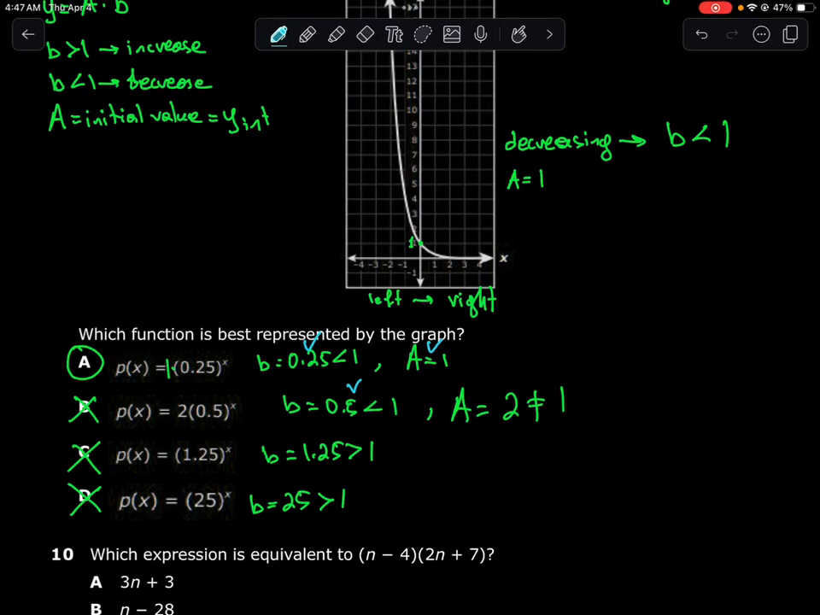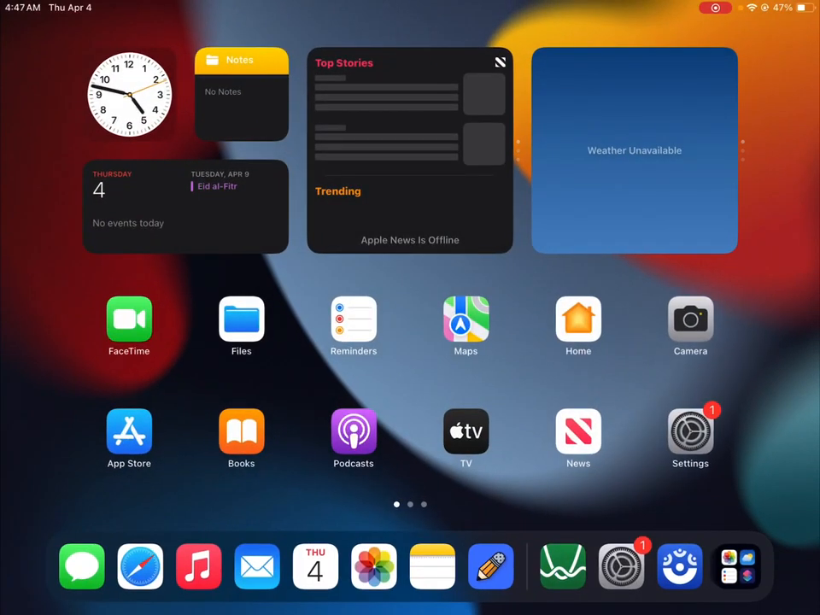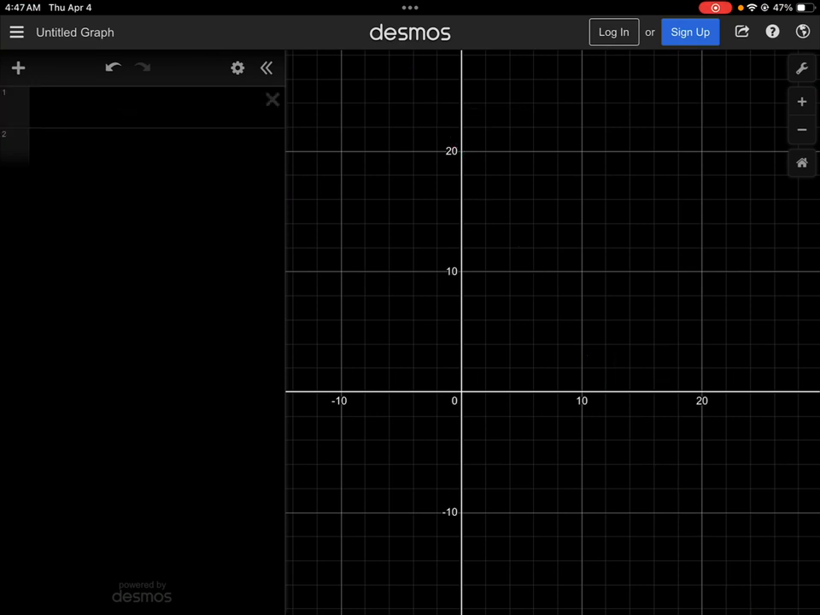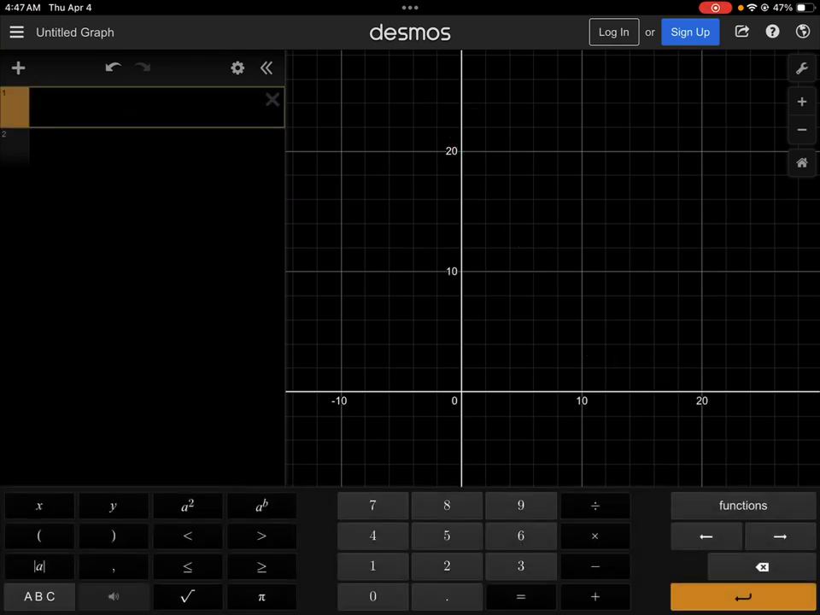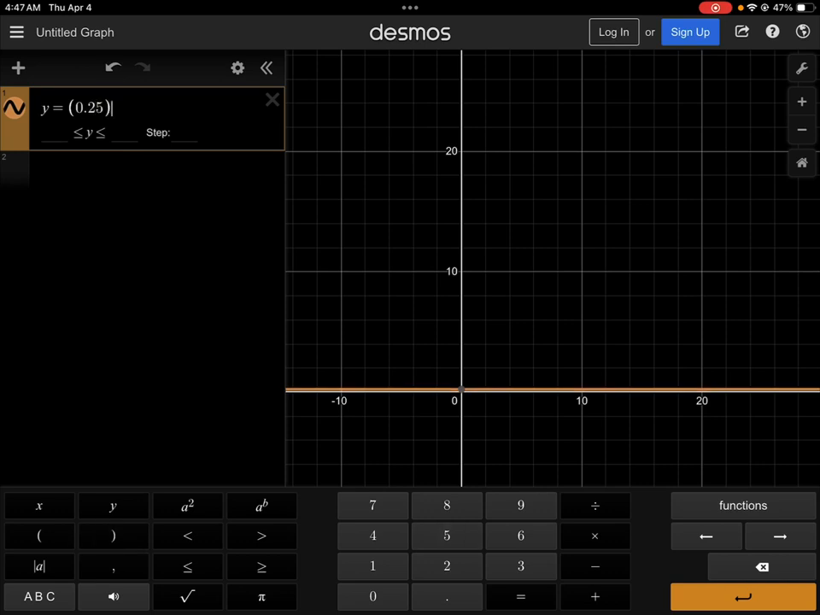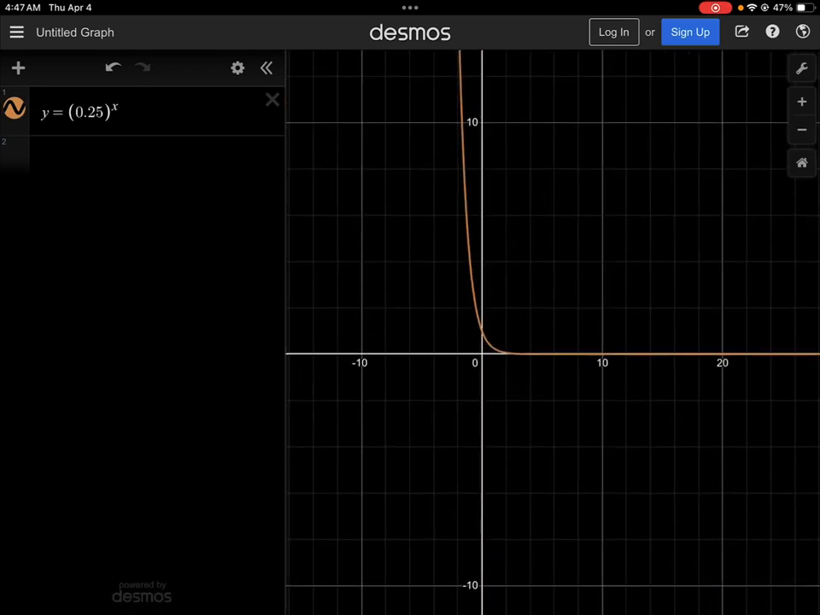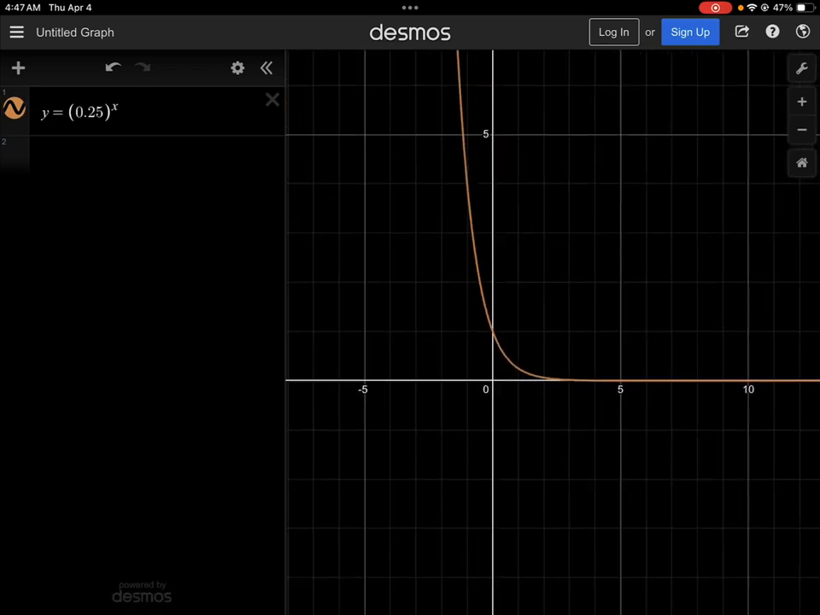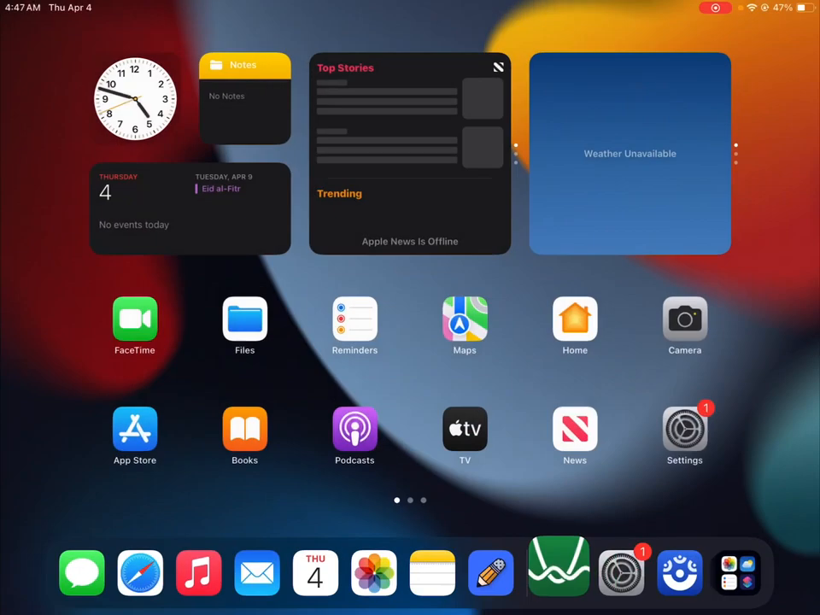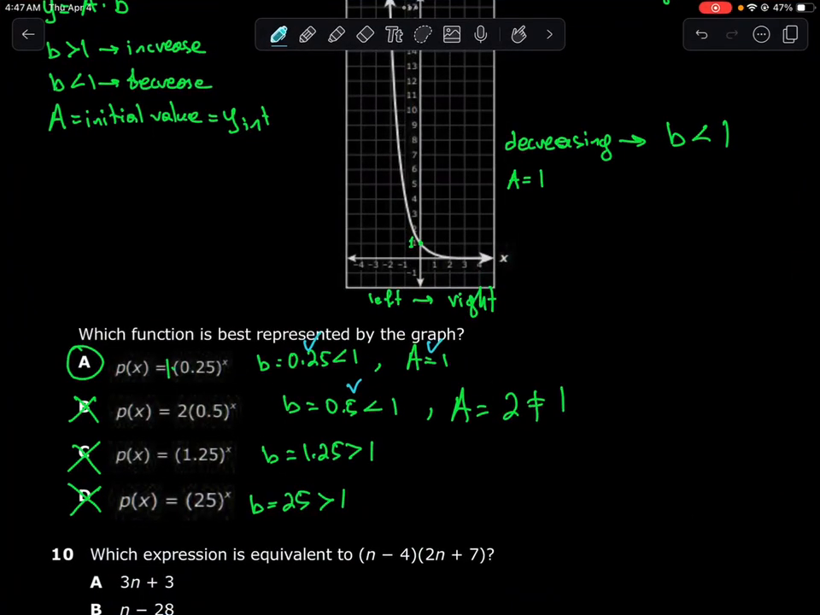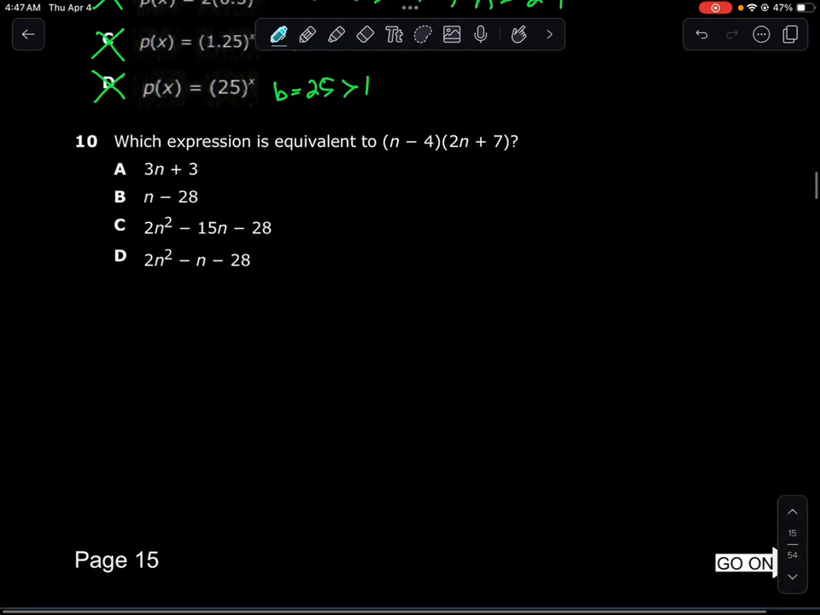So here, let's plug it in. You can write P of x, but for short you can put y equals 0.25 to the x. And we'll see that it looks like what I want. It's decreasing, it goes through 1, and I'm not going to go into any further details. I'm happy with it. Let's move on.